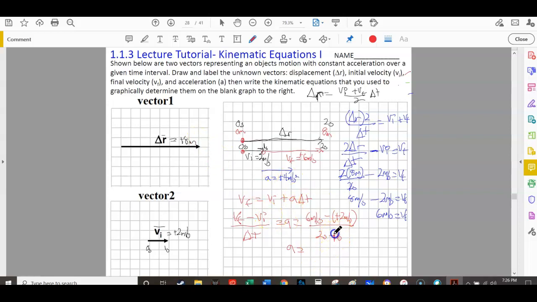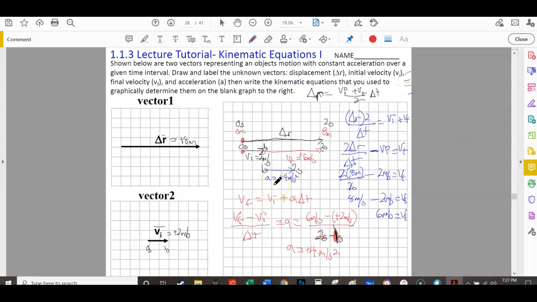But that acceleration vector happened from the 1 second mark to the 2 second mark. Actually, let me use a different color. So that acceleration vector was applied from the 1 second mark to the 2 second mark, which is 2 seconds minus 1 second. So this is going to be 4 meters per second squared to the right. And so that's why we got this.